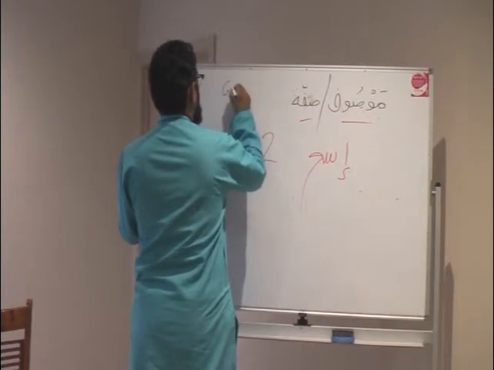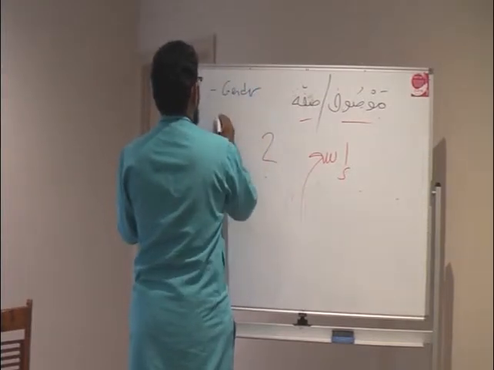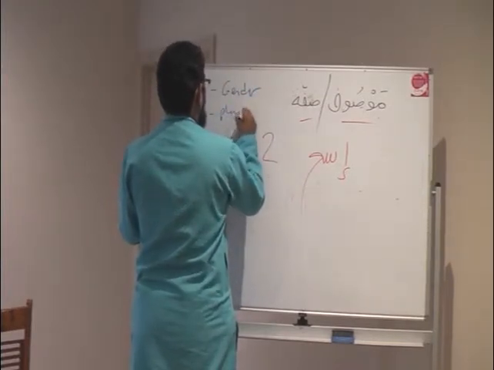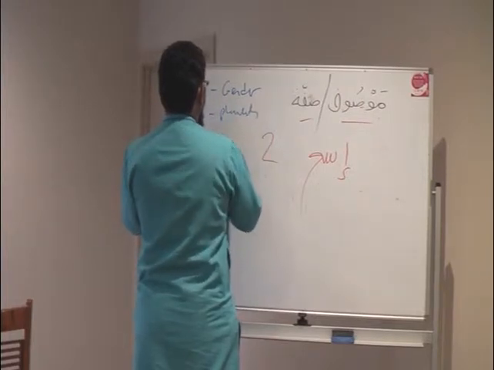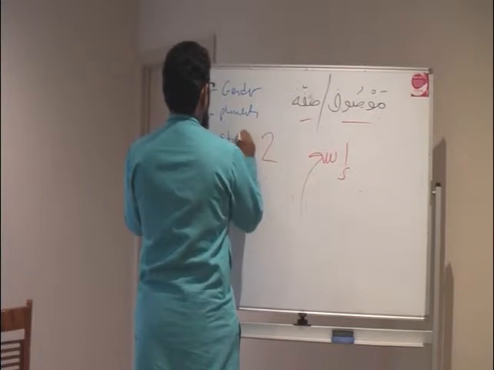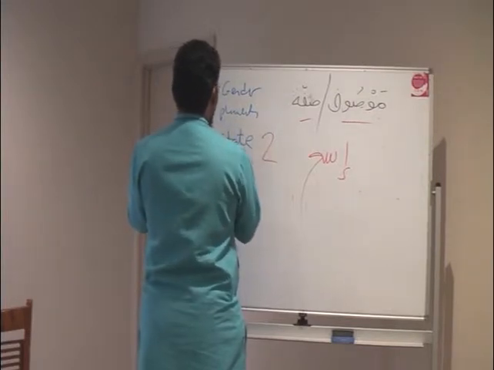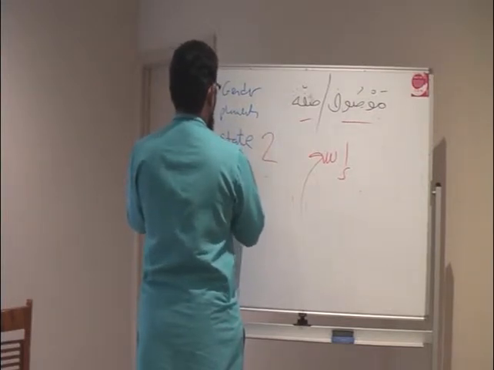All right? So, gender, plurality, grammatical state, and the definite article.